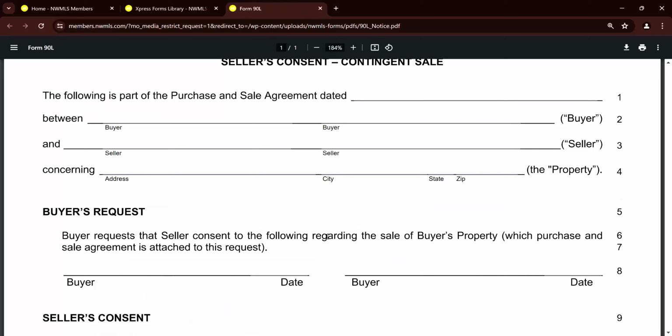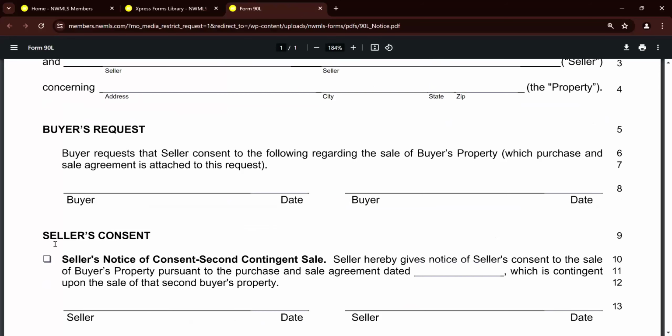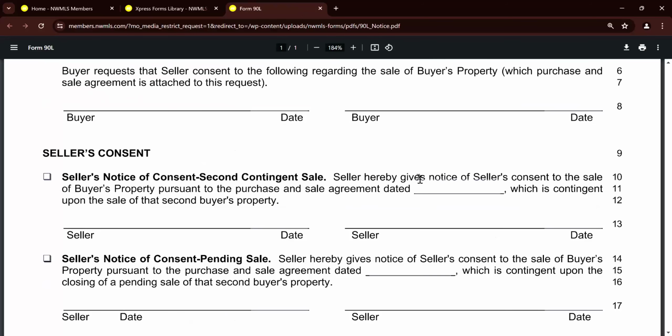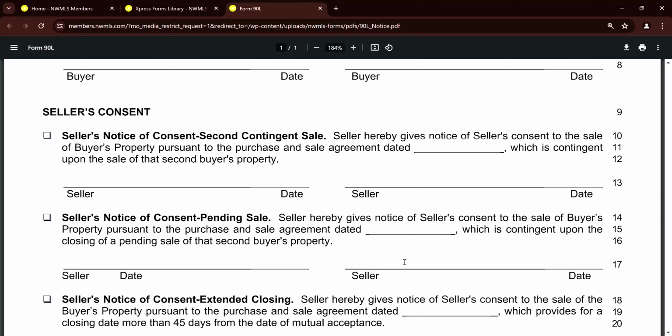Buyer requests that seller consent to the following regarding the sale of buyer's property, which purchase and sale agreement is attached to this request. You got to get this signed. Then the seller can sign this consenting. Seller's notice and consent to second contingent sale. There's that one. Or seller's notice of consent pending sale. Seller hereby gives notice of seller's consent to the sale of buyer's property pursuant to the purchase and sale agreement dated the date, which is contingent upon the closing of a pending sale of that second buyer's property.